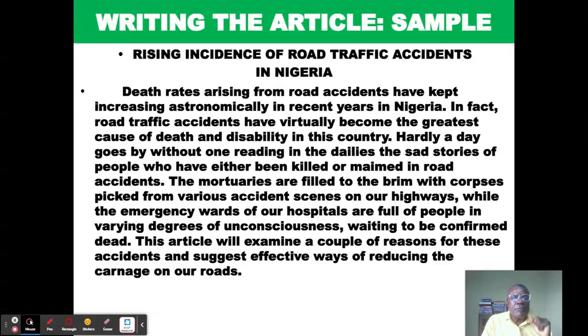Let's continue. In fact, road traffic accidents have virtually become the greatest cause of death and disability in this country. Hardly a day goes by without one reading in the dailies.